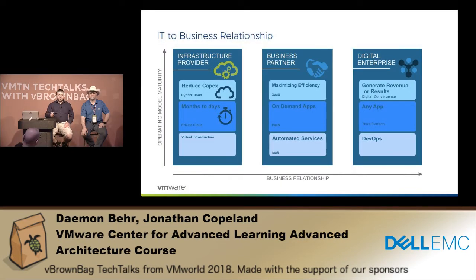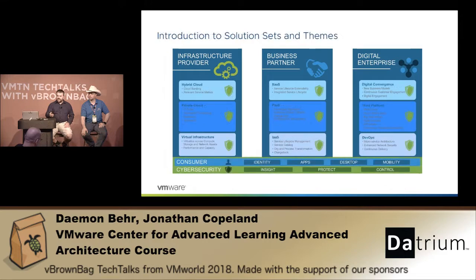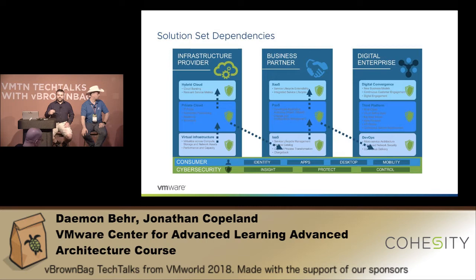Now, some important things about this is that in order to reach the next level of business partnership, you need to ensure that certain dependencies are met. And I'll talk about these over here. So as you increase the capabilities of each one of these pillars, where there's an infrastructure provider, a business partner, a digital enterprise, you need to meet a certain amount of prerequisites.